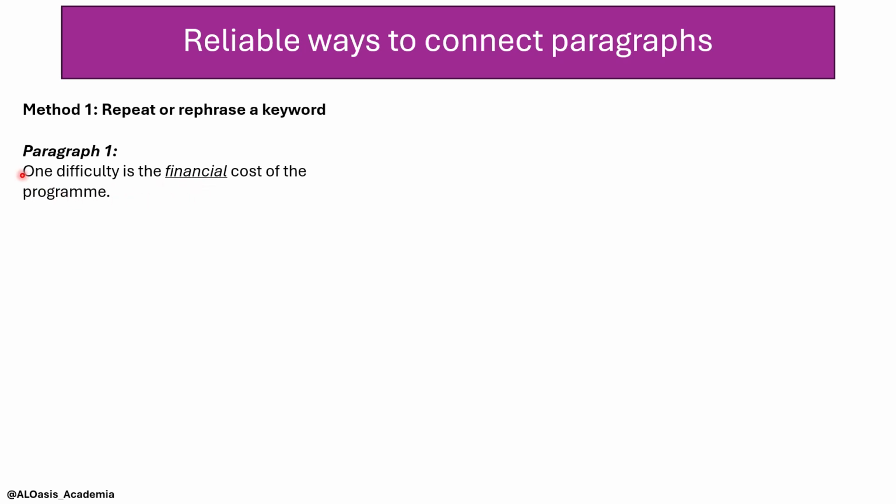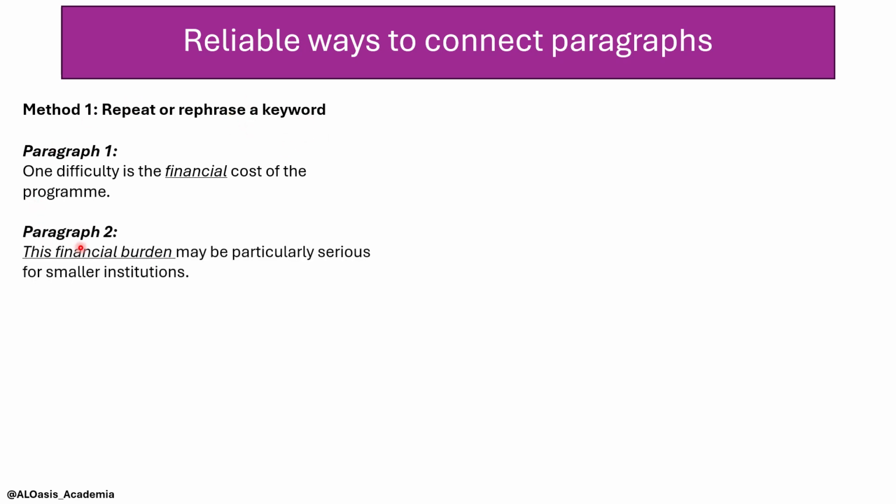Okay, so if you have a paragraph that ended with this, and now you want to use method one, which is repeating the same keyword or the same idea to start the second paragraph, the second paragraph is going to look something like this: This financial burden may be particularly serious for smaller institutions.